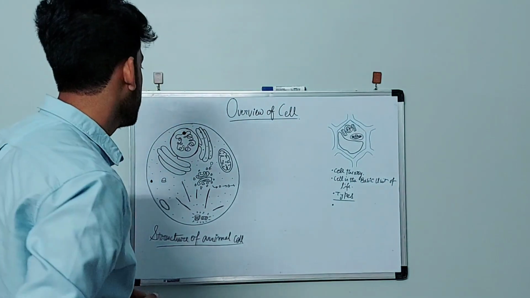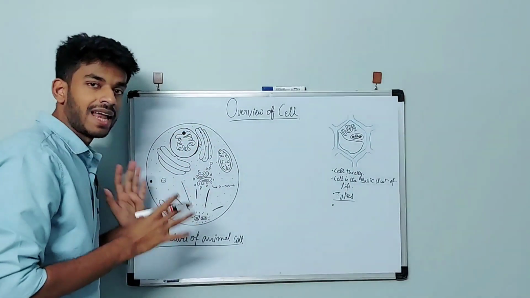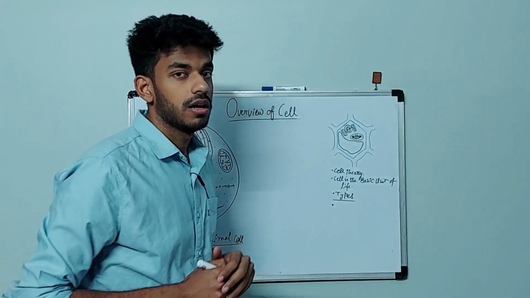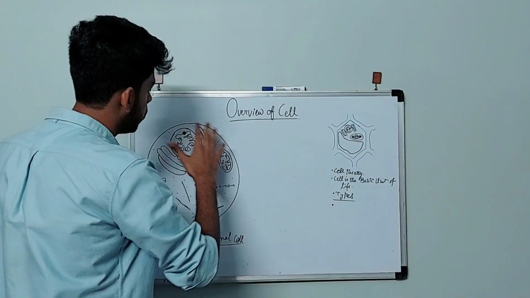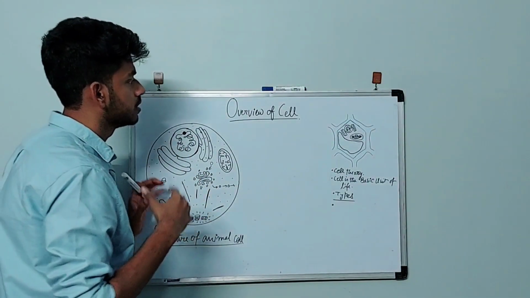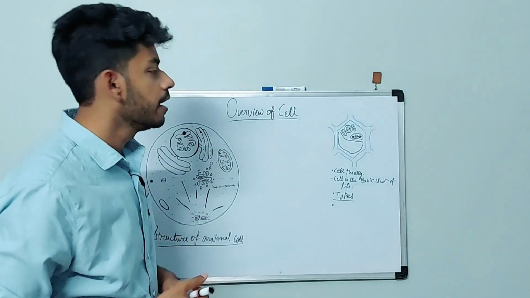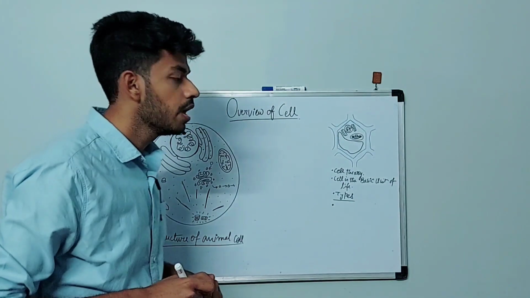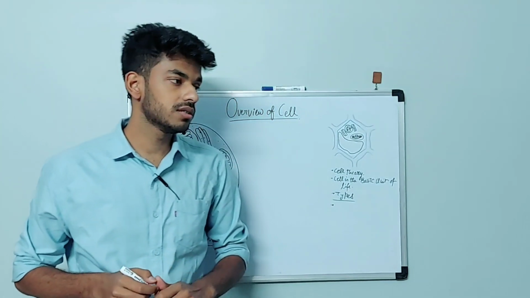Here I have drawn a typical animal cell, and here I have drawn the typical plant cell. So we will be describing the whole structure of the cell, that is what the organelles are, how the cell is made, each and every detail will be covered in this video. To start the video, I am introducing you to a concept called cell theory. So what is cell theory?